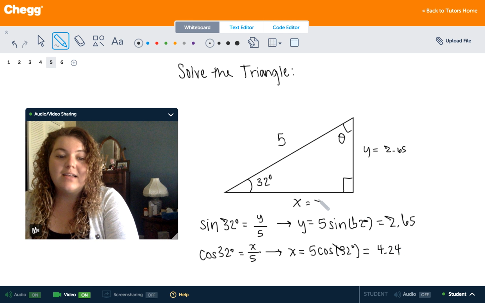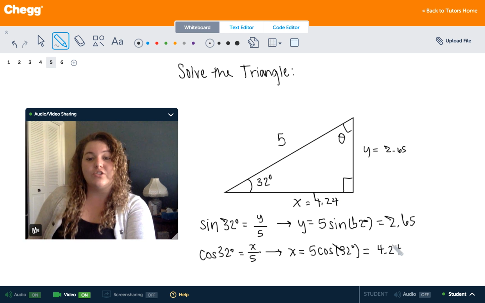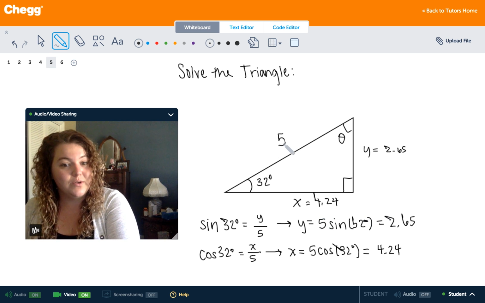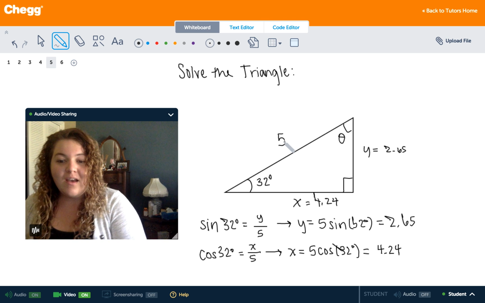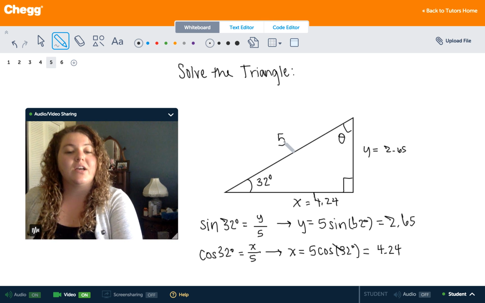As a sanity check, if you wish, you can do the Pythagorean Theorem calculation, you can check that 4.24 squared plus 2.65 squared is equal to 5 squared, or 25. And you will find that indeed it is. And so that's a great sanity check if you wish.